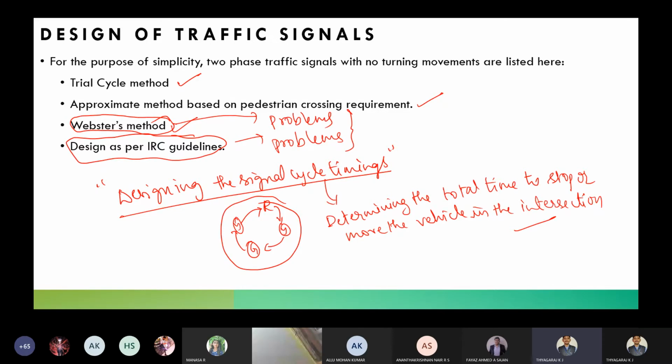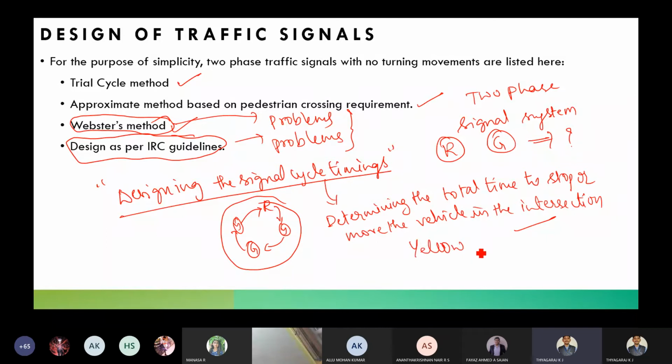So remember, we are going to design only the two-phase signal system, not three-phase. Why? Because we are going to design only the red time and green time. What is the red time and green time? We are going to discuss. But the yellow time, we are going to fix it as 2.0 seconds.